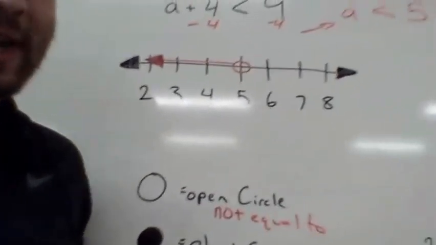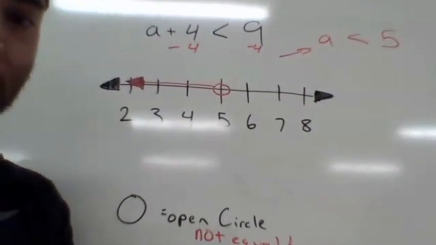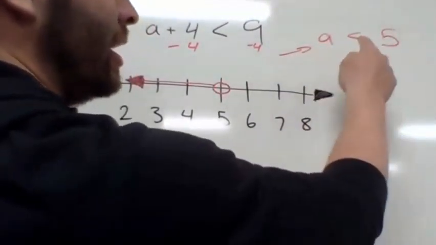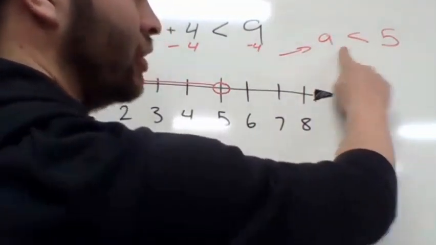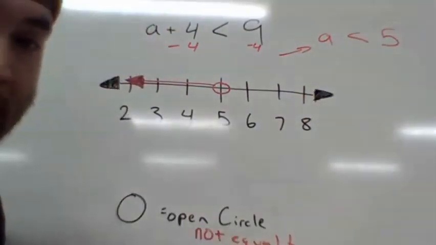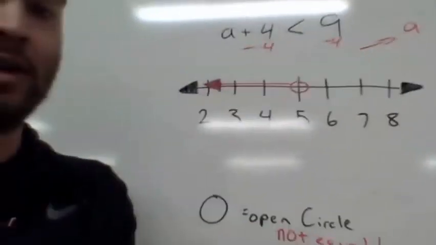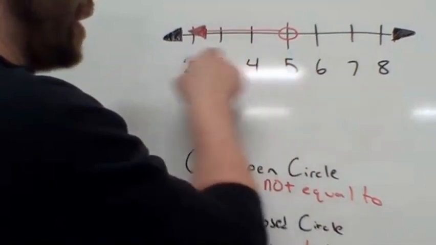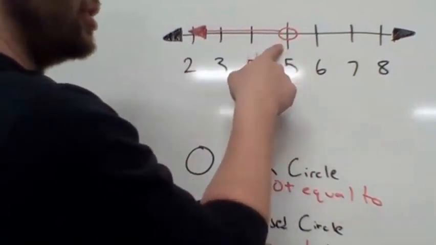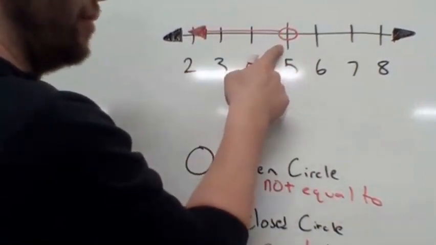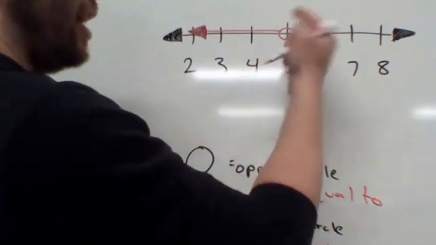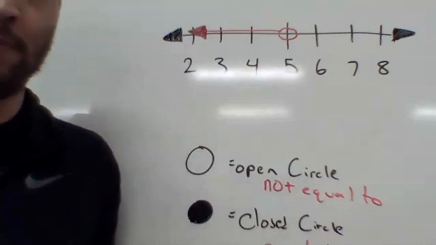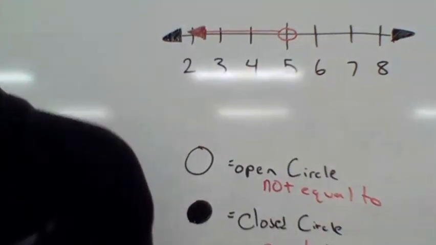And note, when I did solve it, I know I'm moving this computer around a lot. But when I did solve it, I got a is less than 5. There is no line there, so it's not equal to. I just want to make that clear. When I graph this, again, it's not equal to. A is less than 5. That's it. So you draw an open circle at 5, because it's not equal to 5, and everything below it is where the arrow goes. Okay? Hopefully that makes sense. Please ask questions. Remember that.